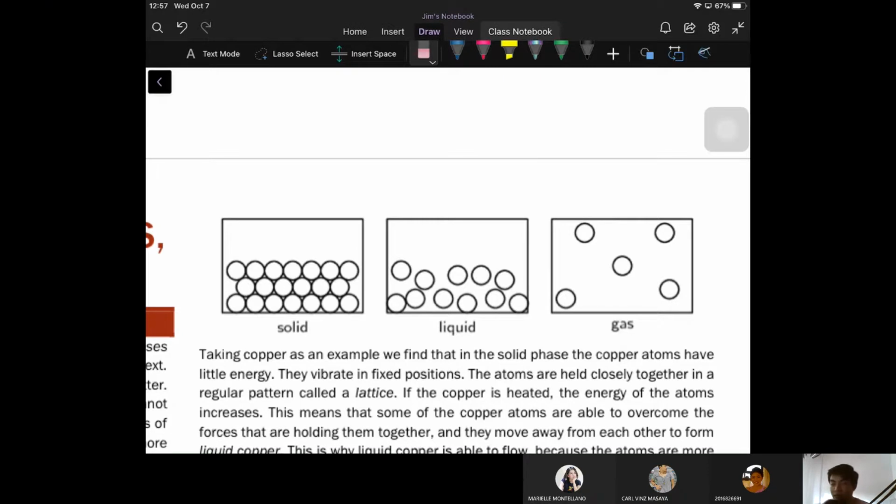So ibig sabihin, the phases of matter depends on the energy, no? So the lower the energy, most likely you will observe liquid or solids, no? Solids being the lowest energy of all, no? Pag mataas ang energy ng particles mo, you will observe liquids or gases na mabubuo, no?